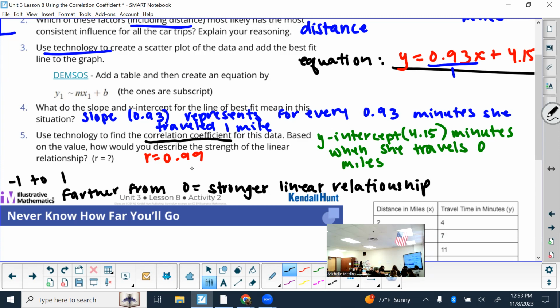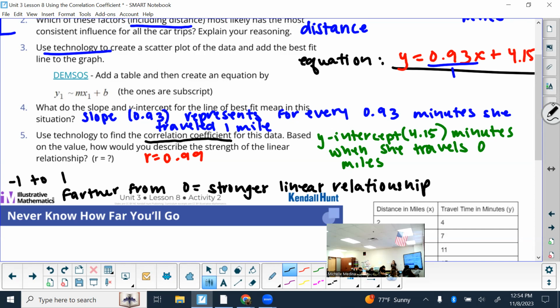So would you say that this linear relationship is strong or weak? All right, raise your hand if you think strong. Raise your hand if you think weak. Raise your hand if you have no clue. Okay, so let me tell you again. And this will make more sense for you guys, period 5, tomorrow when you do lesson 7, because you will do that tomorrow. But I'm telling you now, I'm giving you some information.